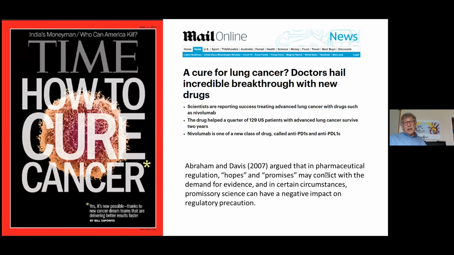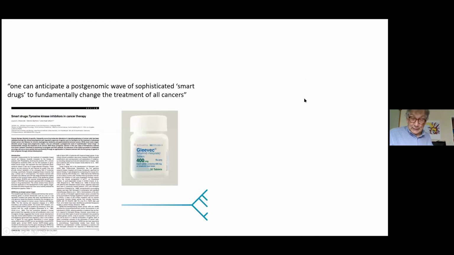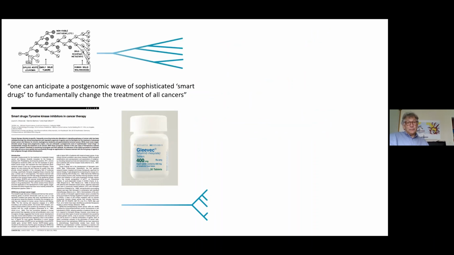And the patients see all the time this sort of publicity. Here's from Time, How to Cure Cancer. This is quite recent, I think, 2020. Yes, it's now possible, thanks to new cancer dream teams. A cure for lung cancer. Doctors hail incredible breakthrough. Well, you know, if you read that all the time, you maybe believe it.